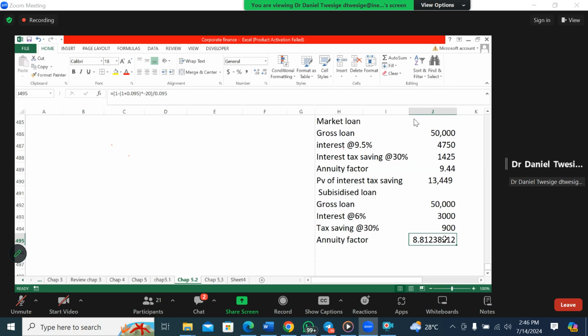Both the market loan and the subsidized loan should be discounted using the same cost of capital. Does it make sense? Is 9% the cost of capital, or is it the interest rate? 9.5, the market rate. The market rate.